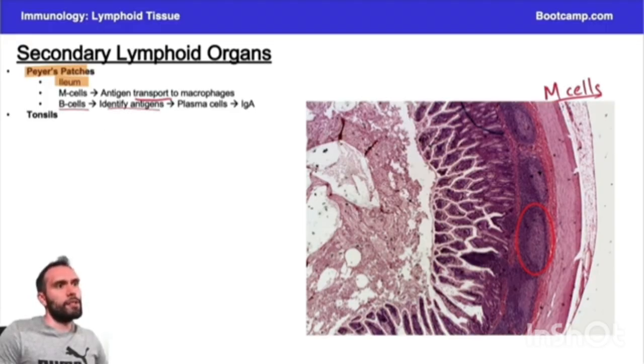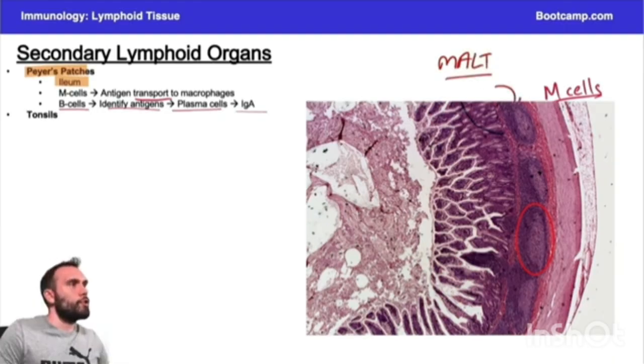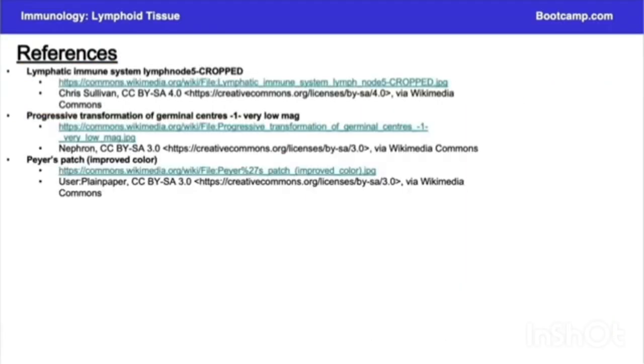You can see it looks similar to the lymph node. You have this area in the center that looks very similar to that germinal center we just talked about. These active B cells would then go on to become plasma cells, plasma cell factories, and produce IgA. Whenever you have mucosal tissue, IgA is the antibody you want to think about, particularly here in the GI system, so we sometimes call this the mucosal associated lymphoid tissue, the MALT. Just remember IgA, M cells, ileum, Peyer's patches, and also remember that the tonsils are a secondary lymphoid organ.